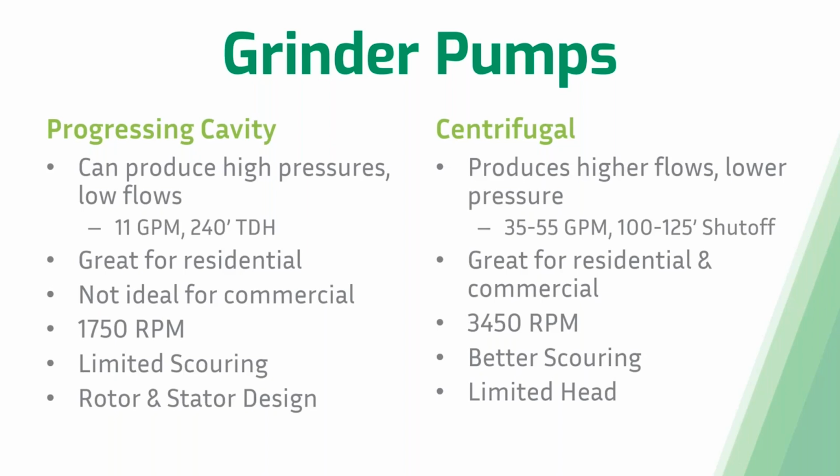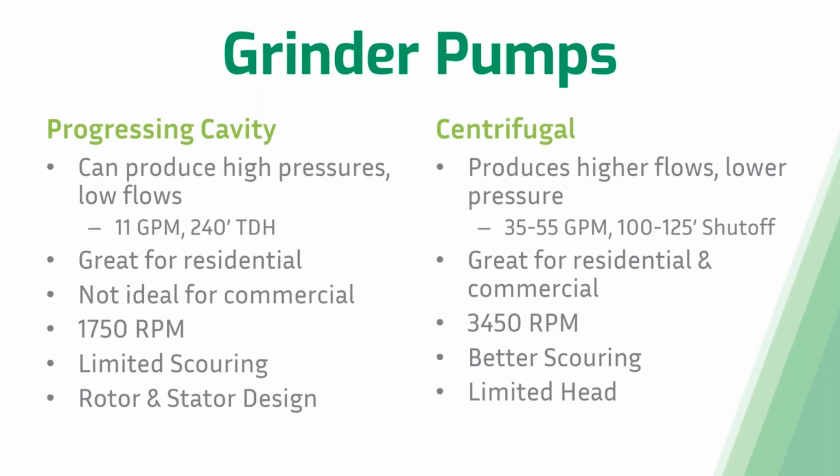So for those that don't know what scouring is, in sewage applications, you have to maintain a minimum velocity to keep sewage suspended at all times throughout that pipe network. So 2 feet per second is the minimum for most sewage applications. And that's what scouring is. Scouring velocity is going to be that 2 feet per second or more throughout a pipe network. Since centrifugal pumps can put out a whole lot more flow, these pumps typically have better scouring capabilities than your progressing cavity pump.